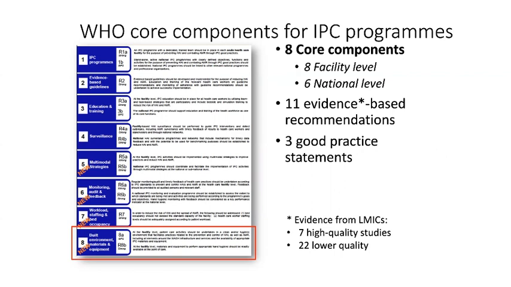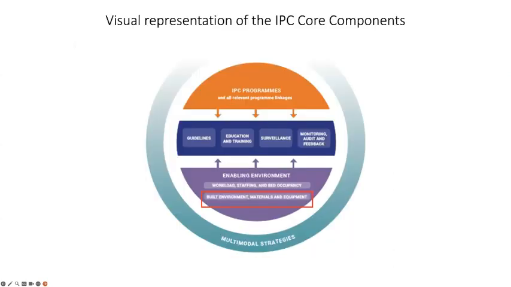So these guidelines do say something about healthcare facility design and the arrangements of healthcare facilities to facilitate good IPC measures. And this is saying the same thing, but in a more visually appealing way, to emphasize that the built environment, materials and equipment, along with workload, staffing and bed occupancy, are all important parts of an enabling environment. And then there are other things that IPC programs need to have, including guidelines, education, training, surveillance, monitoring and audit. So you really need all these things to come together to have the best practice in a healthcare facility.